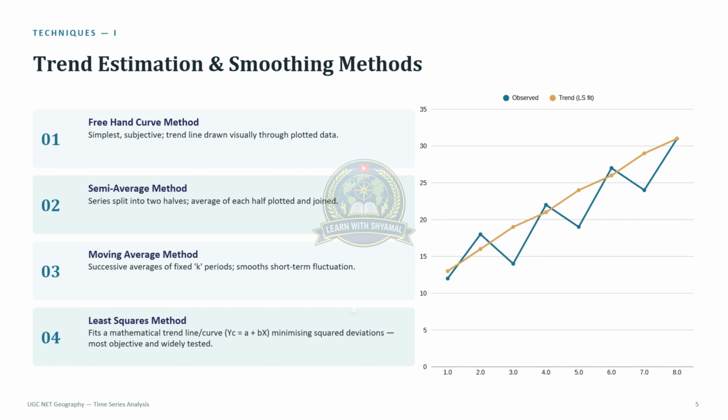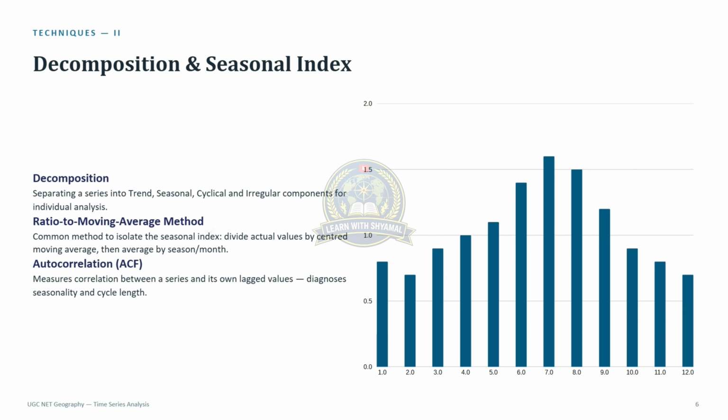Trend estimation and smoothing methods. Freehand curve method: simplest, subjective, a trend line drawn visually through plotted data. Semi-average method: the series is split into two halves, the average of each half is plotted and joined. Moving average method: successive average of fixed K periods, smooths short-term fluctuation. Least square method: fits a mathematical trend line or curve, minimizing squared deviations, most objective and widely used.